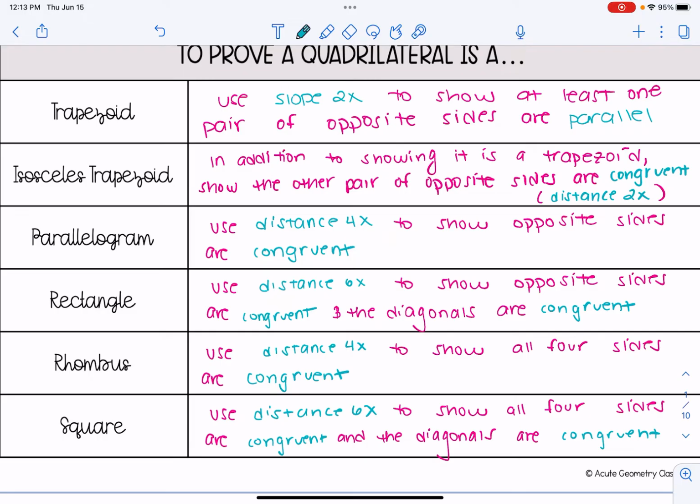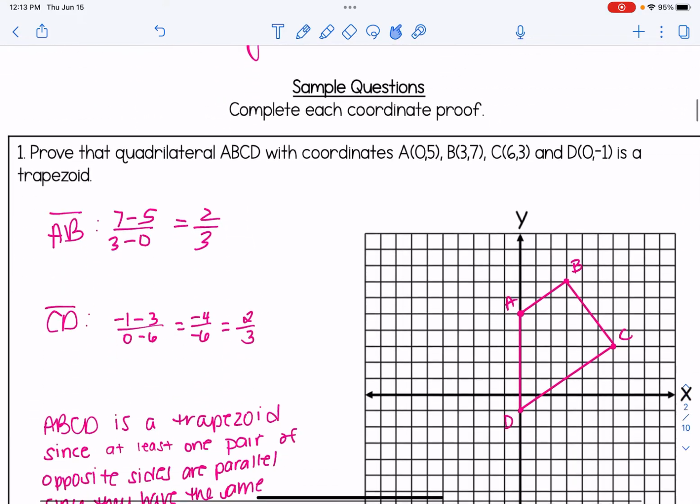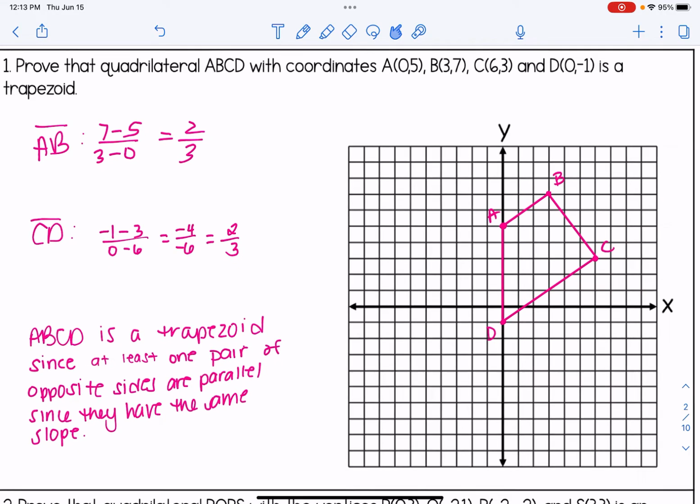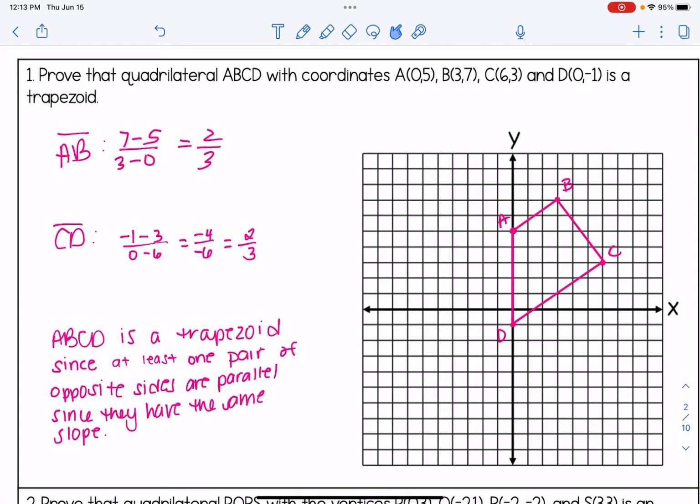All right, so we're about to look at a bunch of coordinate proofs. Again, for the sake of the video, I have already completed them. I'm just going to walk you through them. All right, we're going to do one per shape. So number one, prove that ABCD, here are the coordinates, is a trapezoid.